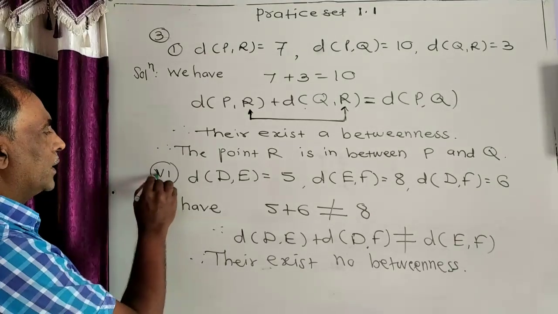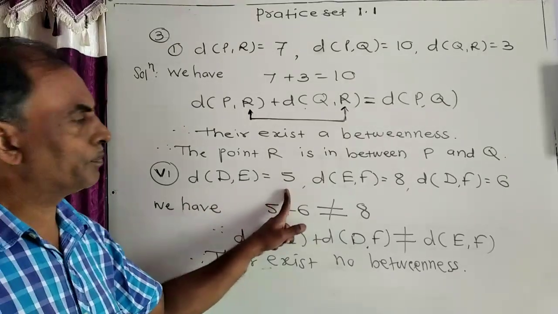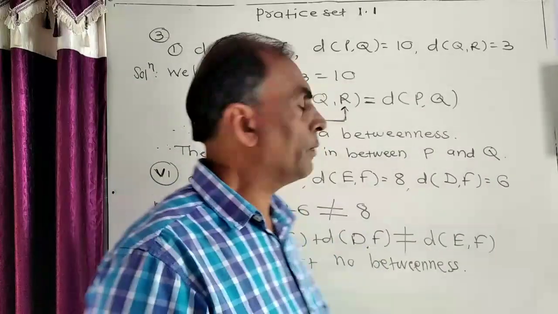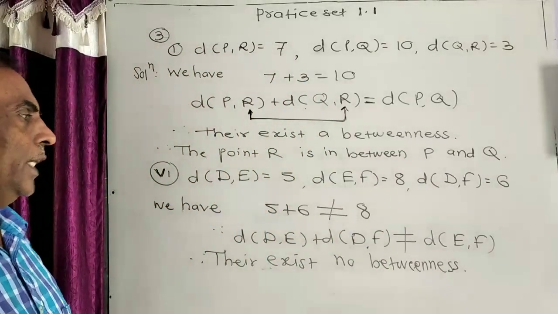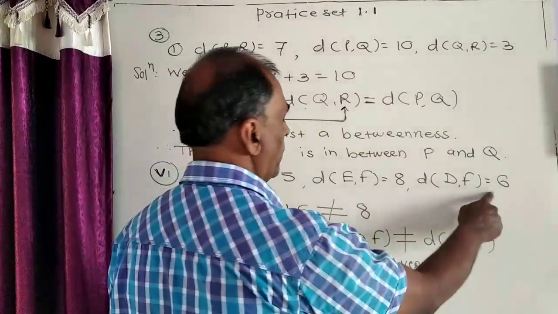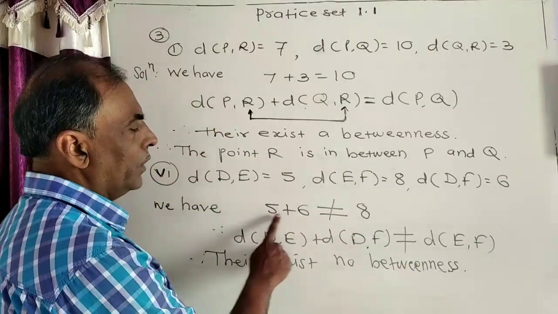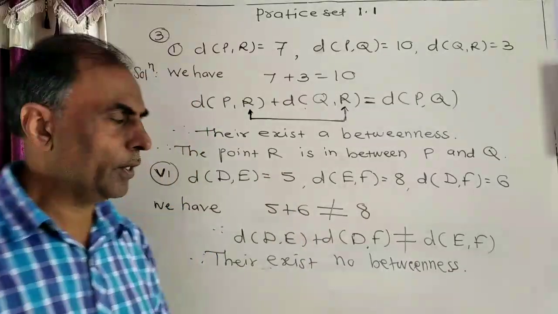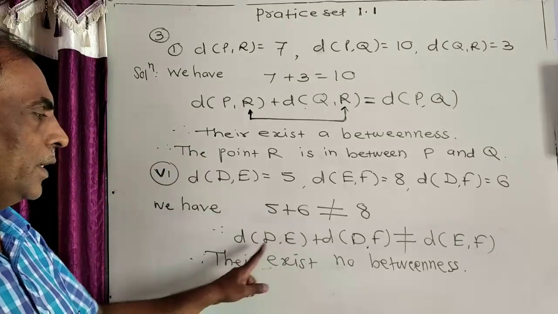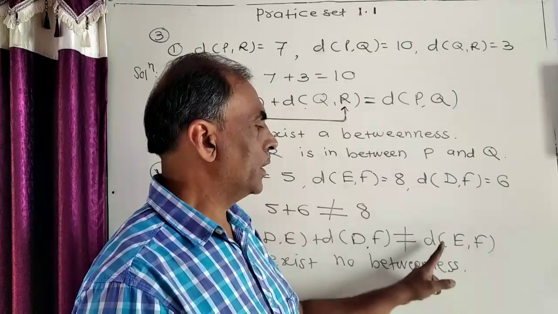Now there is a fourth example from the textbook. We are given distance DE equal to 5, distance EF equal to 8, and distance DF equal to 6. From this information, we take the sum of the two smaller distances, 5 plus 6, and the greater distance is 8. So 5 plus 6 is not equal to 8, because the sum of the two smaller distances is not equal to the greater one. So DE plus DF is not equal to EF.